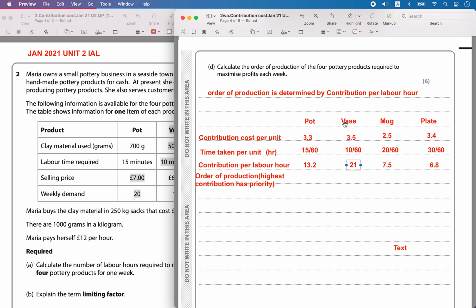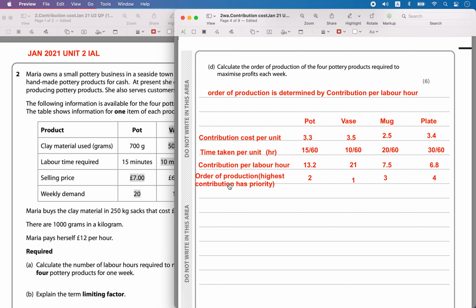Here we can see the vase is getting the highest contribution, so the order of priority of making will be first the vase, then second the pot because it is at 13.2, then the mug, which is the third we have to produce, and the last one is the plate, which is bringing in only 6.8. So this we have to produce last. This is how you determine contribution per labor hour.